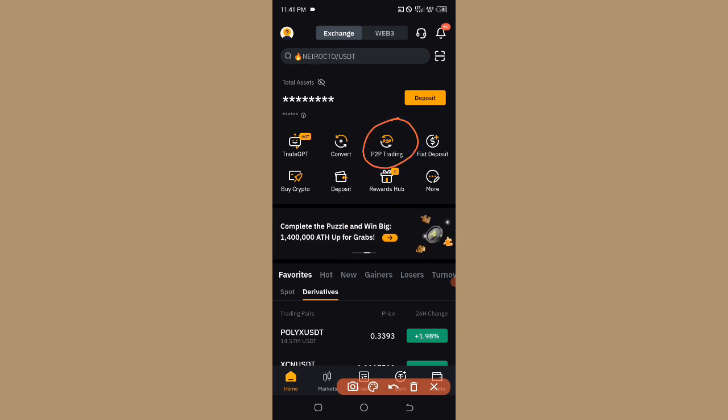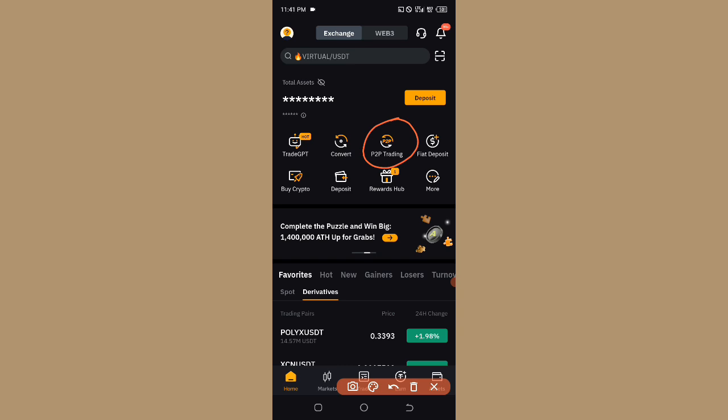So what does P2P trading mean? P2P trading means person-to-person trading. You are going to be trading with somebody else that you are not seeing. You are not seeing the person physically, but you are going to be trading with the person. Since what you have at hand is Naira, you send Naira to the person and the person will in return send you a crypto coin.